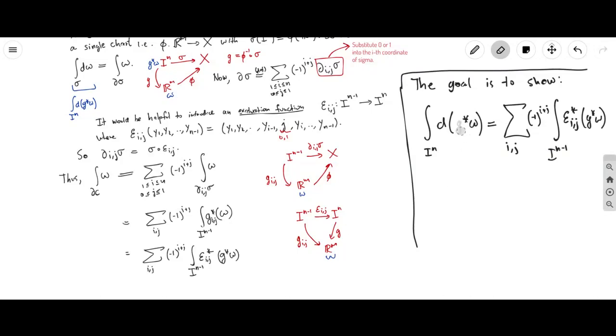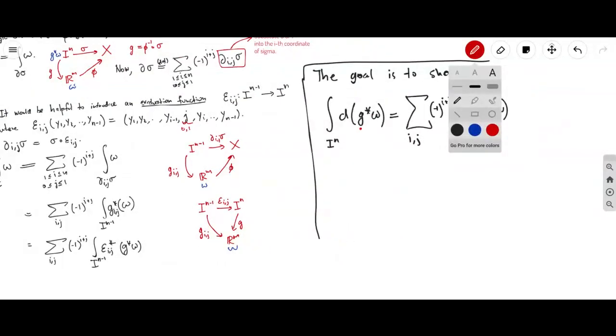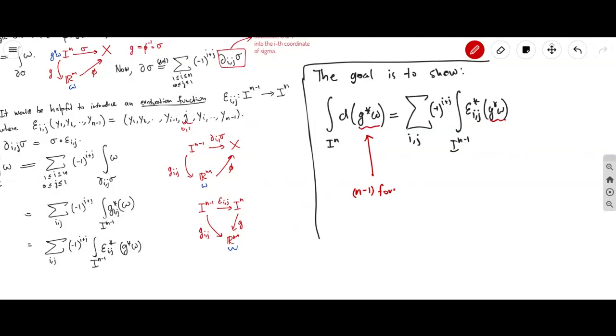Now, what is g star omega? Omega is some form, and when you pull it back, g star omega is an n minus 1 form on the n cube. So whatever this is, it's an n minus 1 form on the n-dimensional cube. Okay, that's what that is. So it's the same thing.